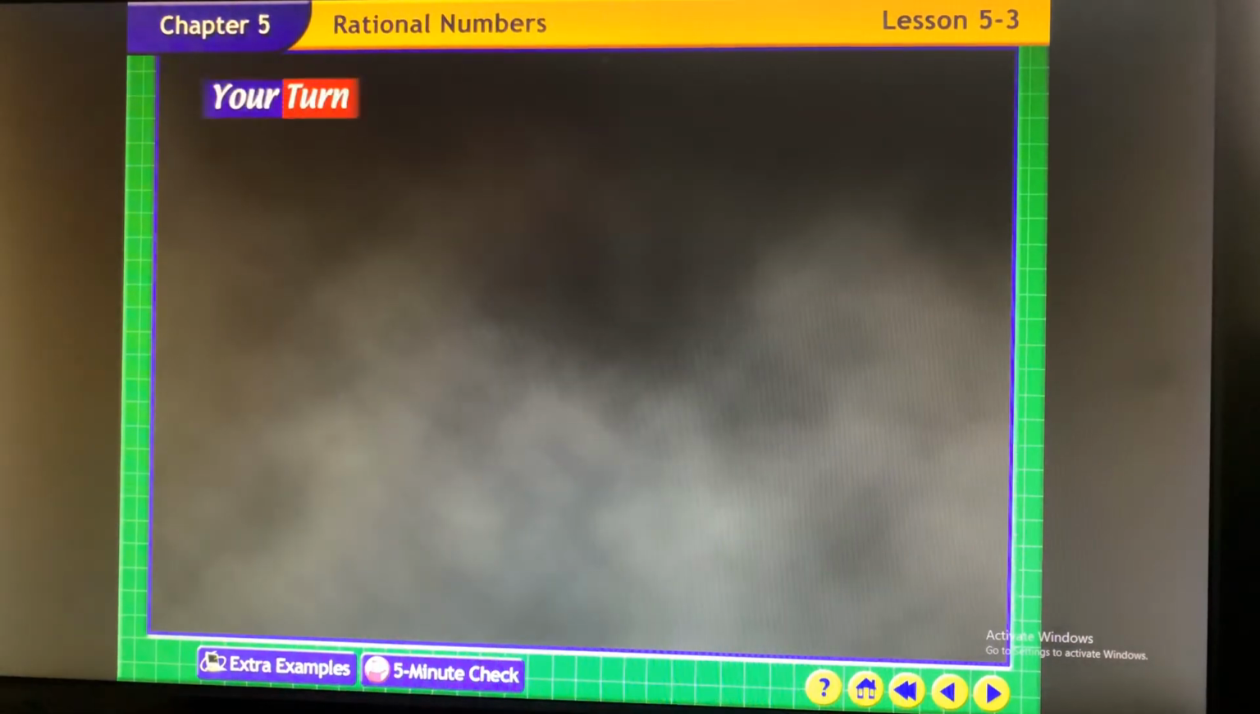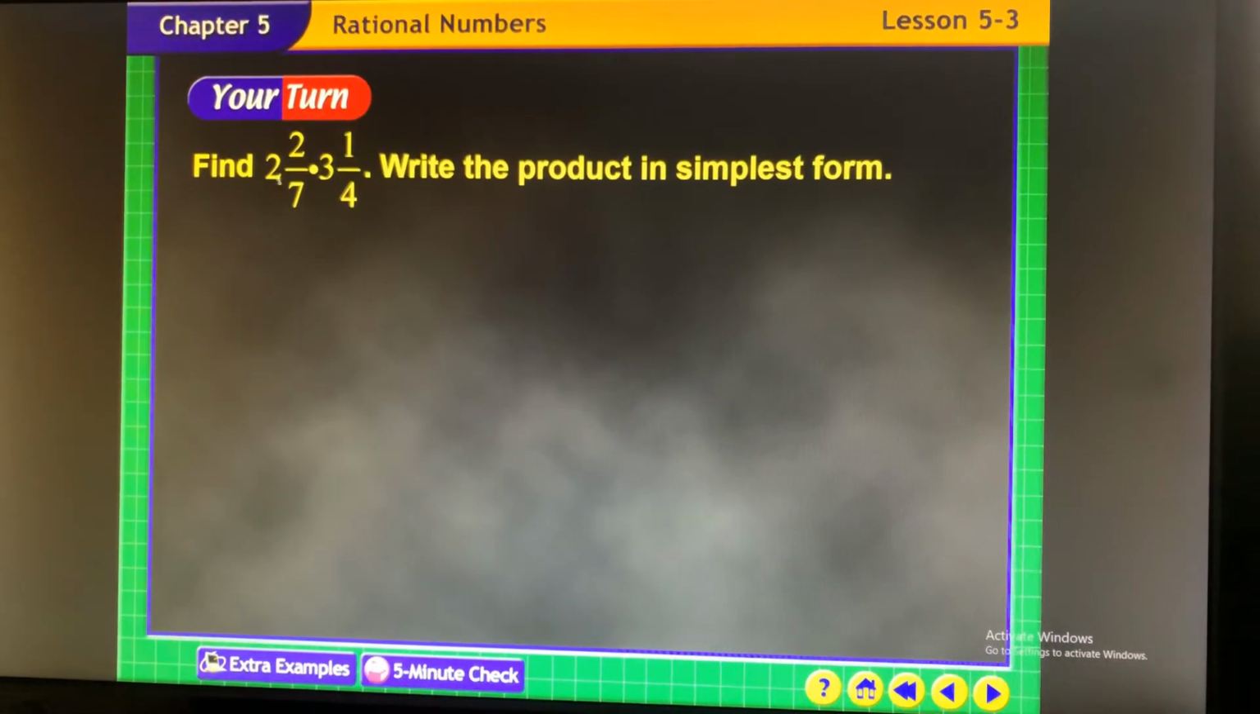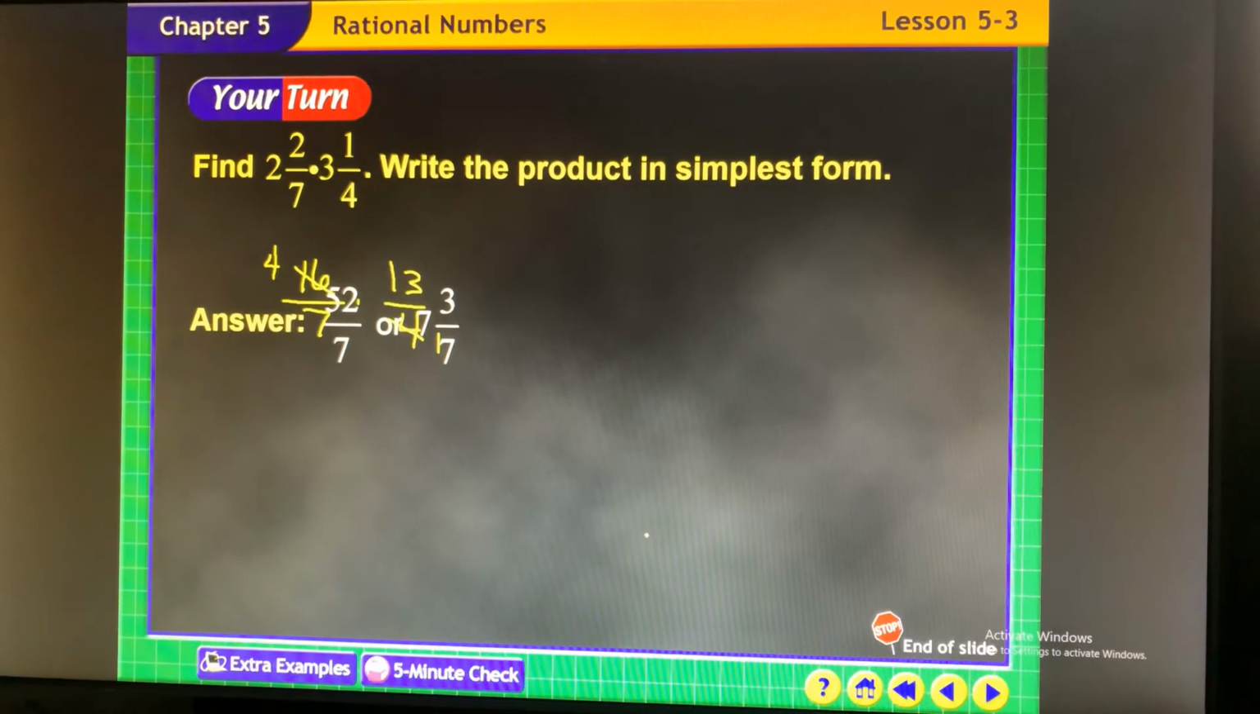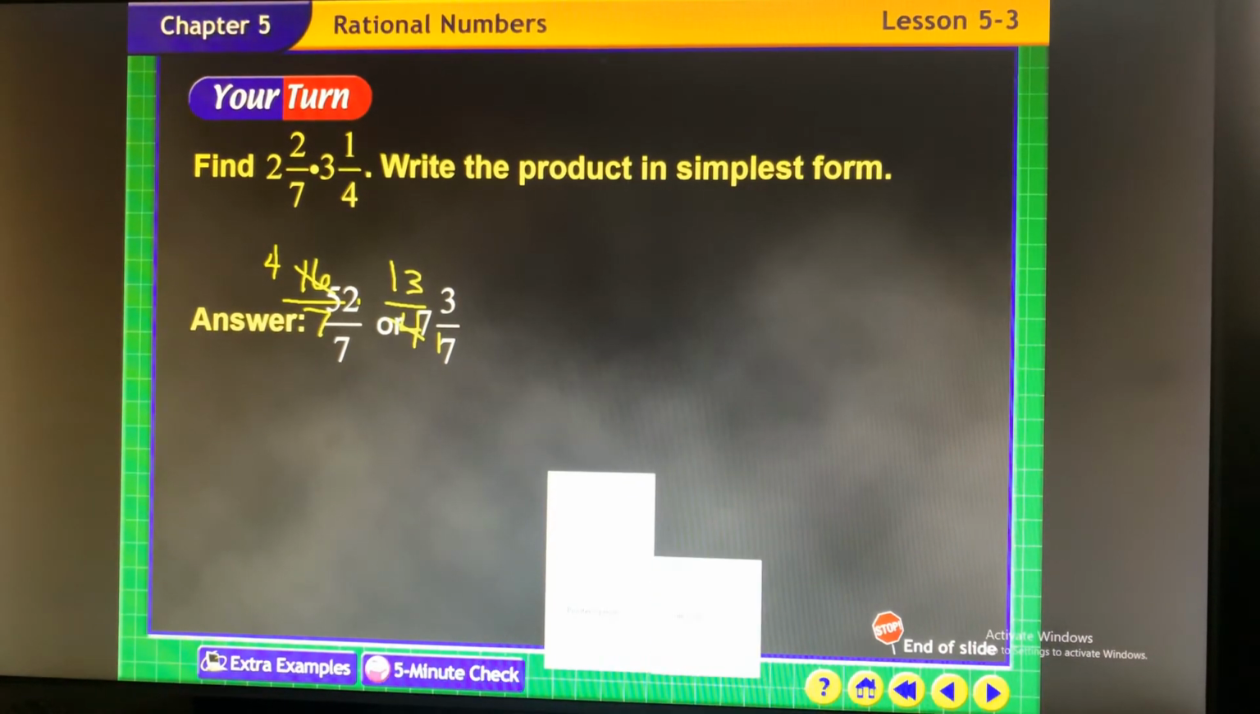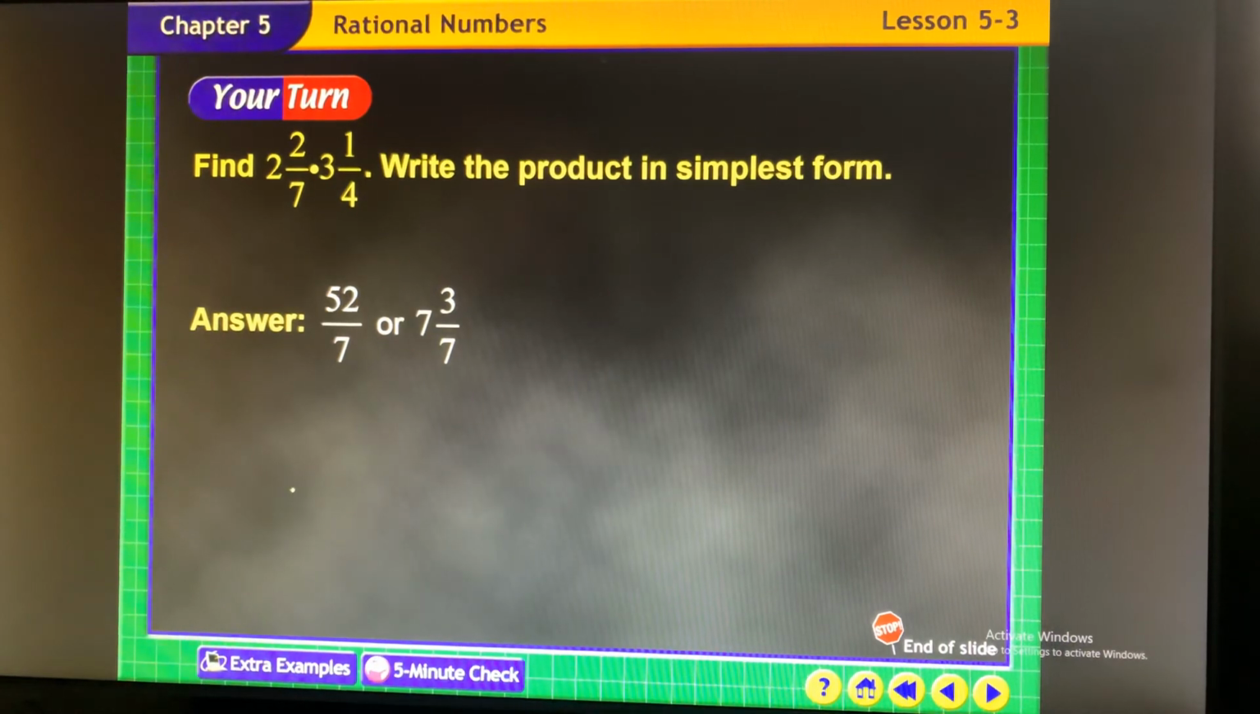Same thing, change this into 16/7 times 13/4. Looks like you can cancel here and then multiply straight across. 52 sevenths, which is 7 and 3/7. Let me erase that so you can see it. Because 7 goes into 52 7 times. Take 49 away from the 52 and you'll find you have 3 left.